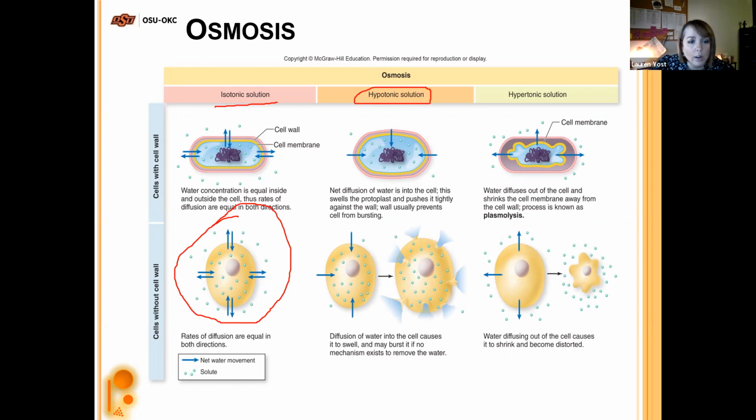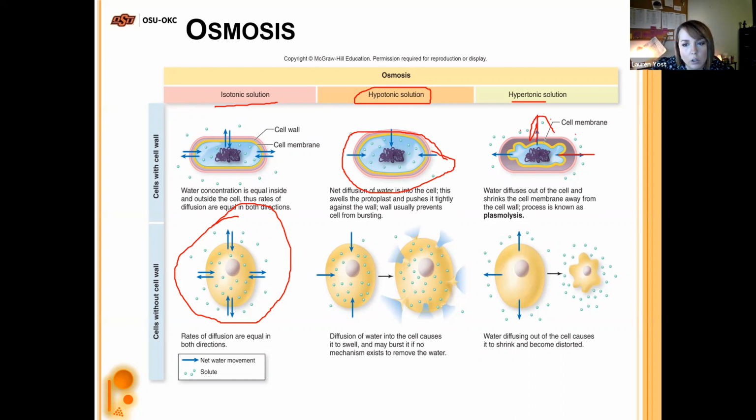Hypotonic, we've got less on the outside than we do on the inside. So it tries to make it equal. So the net diffusion of water is into the cell. This is going to swell up the cell, make it all big. If we have a hypertonic solution, we have a lot on the outside, and on the inside, not really any. And so it's trying to make it equal. So we're just shooting all of our water out.